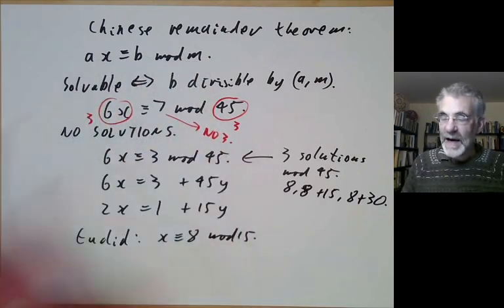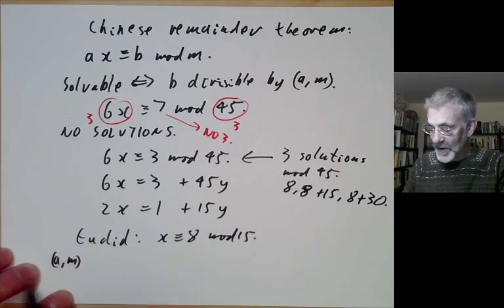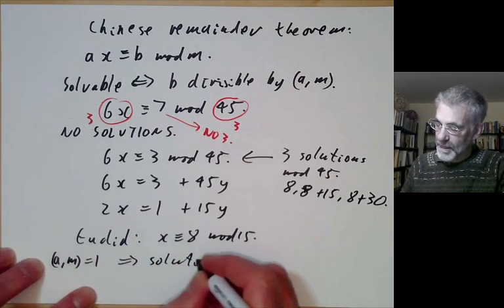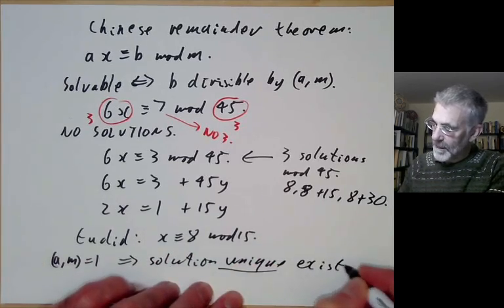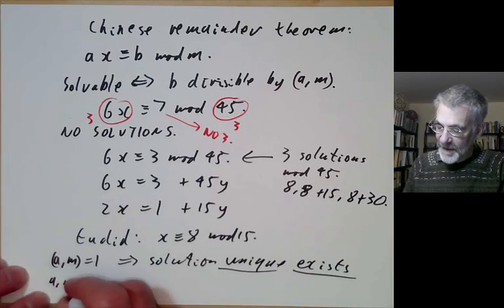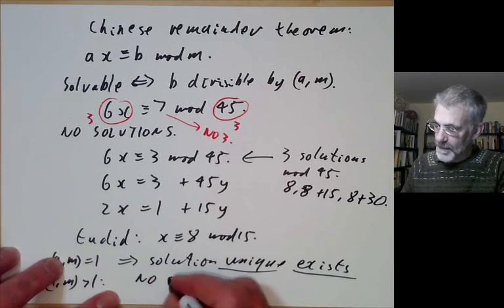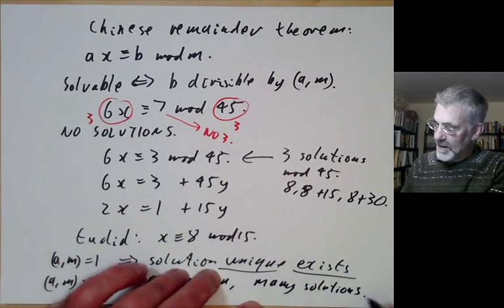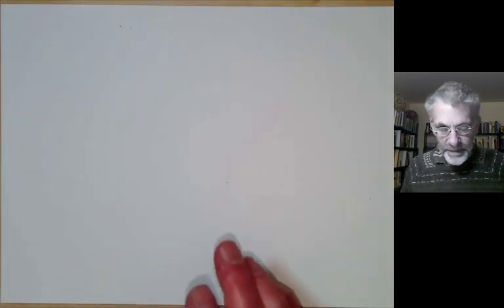So if the greatest common divisor of a and m is equal to 1, then this means the solution is unique and always exists. If the greatest common divisor of a and m is greater than 1, the solution might not exist, or there can be many solutions. So that's something you always got to be a little bit careful of.